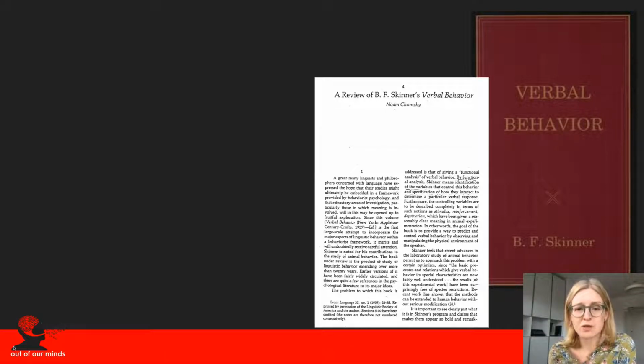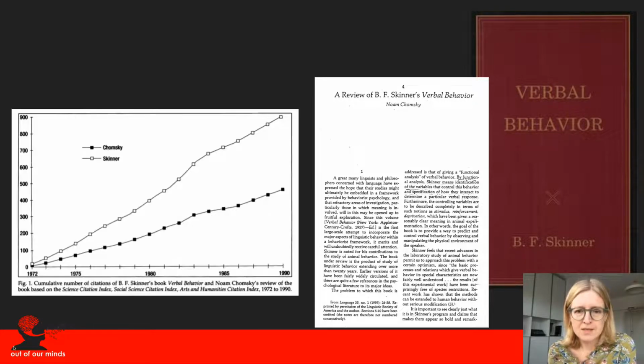Prominent psychologists such as Broadbent and Osgood also published reviews of Skinner's work, and they did so in reputable psychology journals, but they never achieved what Chomsky achieved with his review in a linguistics journal. As Knapp wrote in 1992, between 1972 and 1990, as you can see on the graph here, the review of Skinner's book Verbal Behavior by Chomsky was cited once for every 2 citations of Verbal Behavior itself. This is a very unusual relationship between a book and a review, and perhaps it's unique in the history of the social sciences.